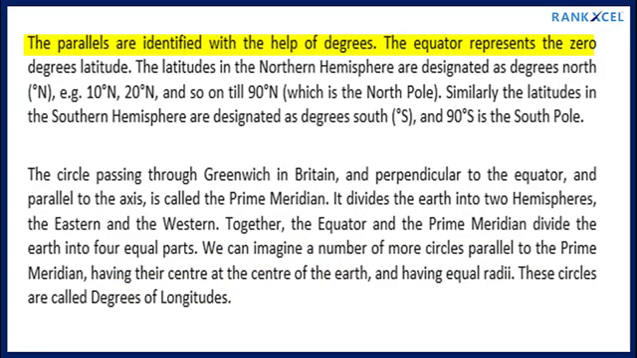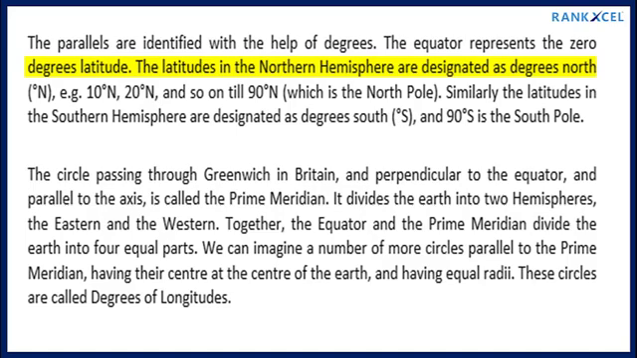The parallels are identified with the help of degrees. The equator represents the 0 degrees latitude. The latitudes in the northern hemisphere are designated as degrees north, degrees N, for example 10 degrees N, 20 degrees N, and so on till 90 degrees N, which is the North Pole. Similarly, the latitudes in the southern hemisphere are designated as degrees south, degrees S, and 90 degrees S is the South Pole.